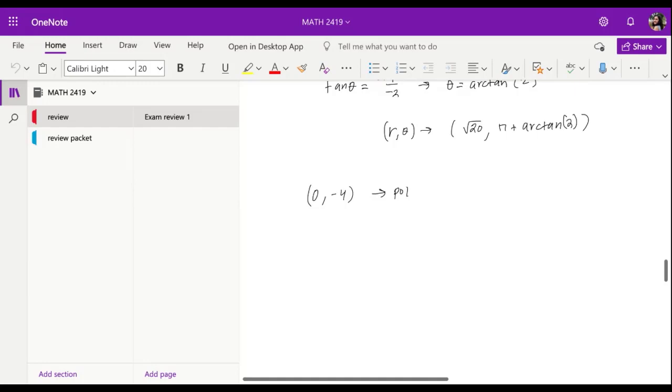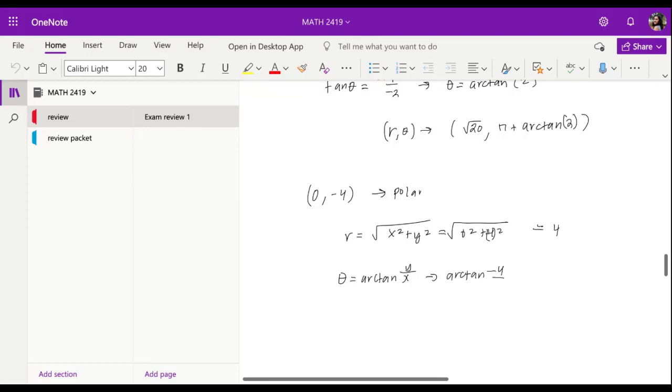We have r equals square root of x squared plus y squared. So we can do square root of 0 squared plus (-4) squared, and so we will get 4. And theta is also, again, arctan of y over x. And so we can do arctan of -4 over 0.